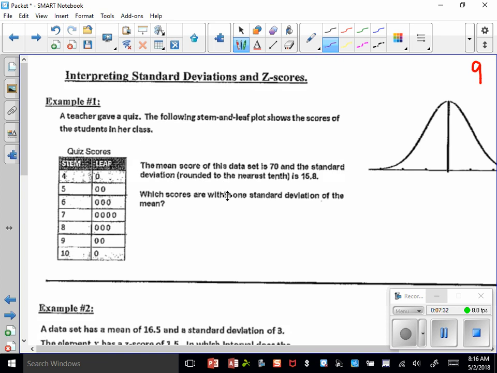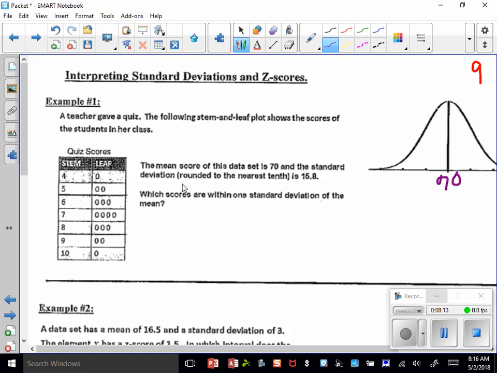Now, this is a very good question here. Take a look. So this particular question asks, a teacher gave a quiz. The following stem and leaf plot shows the scores in her class. So they had 40s, 50s, 60s, 70s, 80s, 90s, and one person got 100. It says the mean score of this data set is 70. So where do you place the 70 on your bell curve? In the middle. So here's 70 right here. That is your mean. So the mean is always right in the middle.